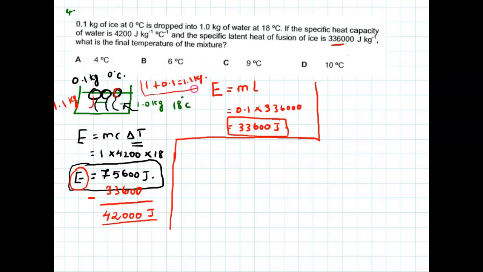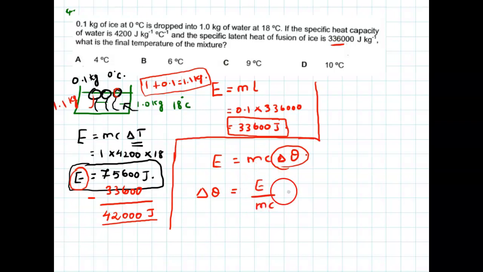Now again we are going to find out the energy. So how are we going to find it? E is equal to mc delta theta. So we are going to find the final temperature for this system now, because it is water. So delta theta is equal to E divided by mc. The remaining energy the water has is 42,000, and the mass of the system is now 1.1. The specific heat capacity is 4200.